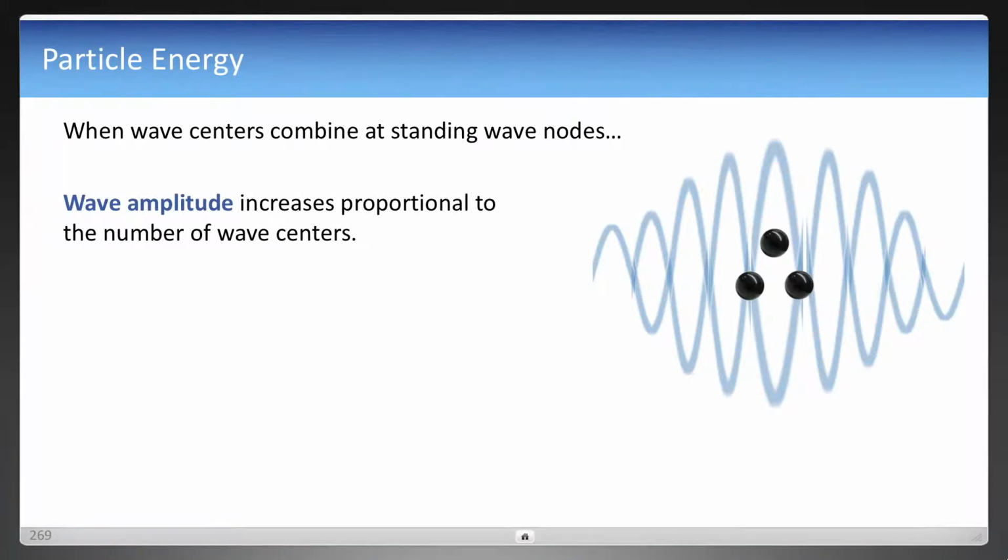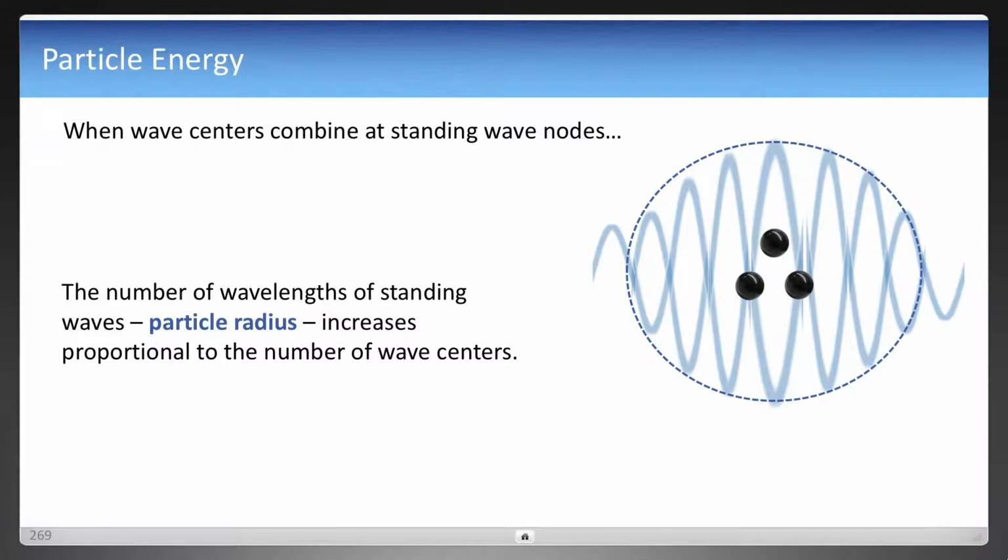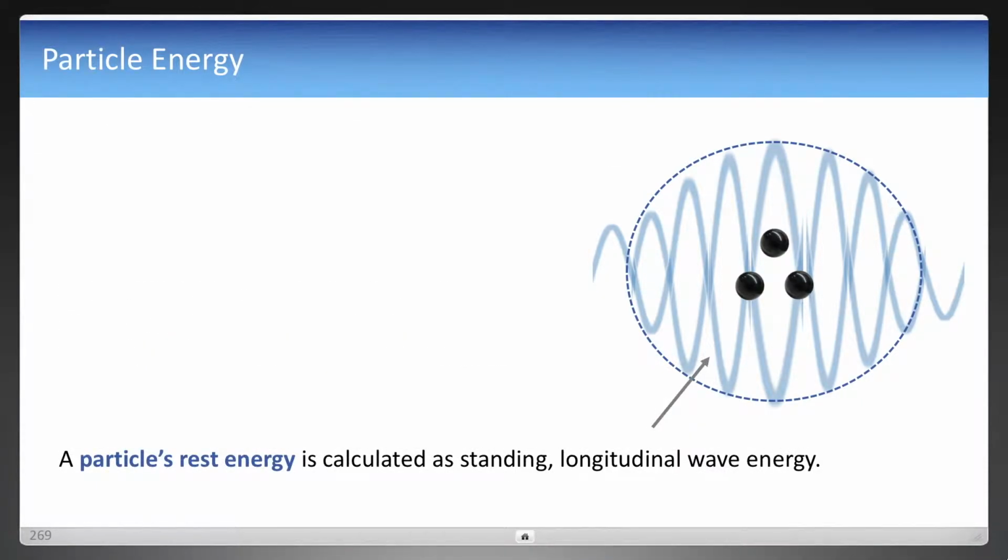And as you combine wave centers together, wave amplitude increases. There's more being reflected, and amplitude increases proportional to the number of wave centers. And so does the particle radius, because it's the number of wavelengths of standing waves. It increases as well, proportional to the number of wave centers, until it becomes traveling waves. And everything within that sphere of standing waves is measured as the particle's rest energy.